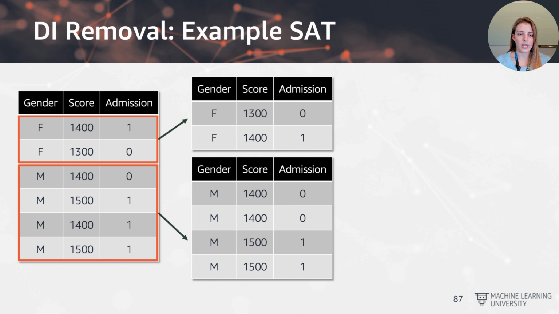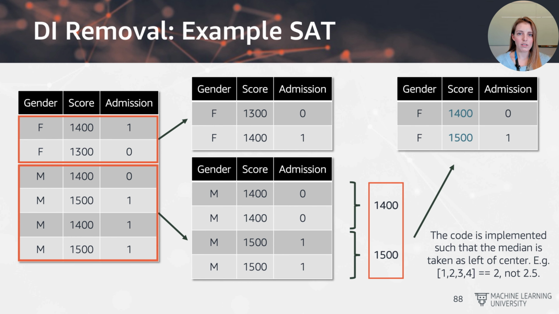So first we have our data set, and we split it between female and male. So there's 2 entries for female and 4 for male. Secondly, we need to sort by scores. So you can see here in the male subgroup, we're actually rearranging a data point to bring the 1400 SAT score to the top.